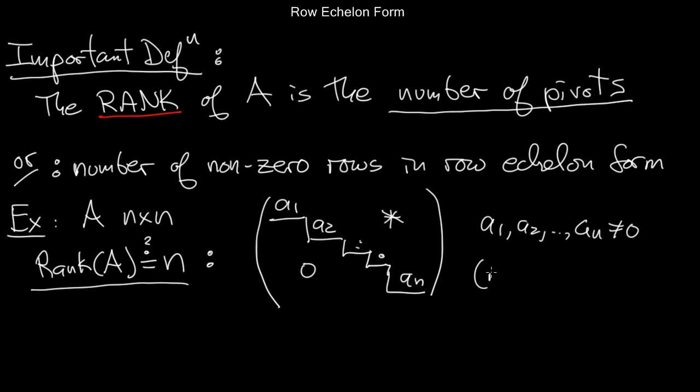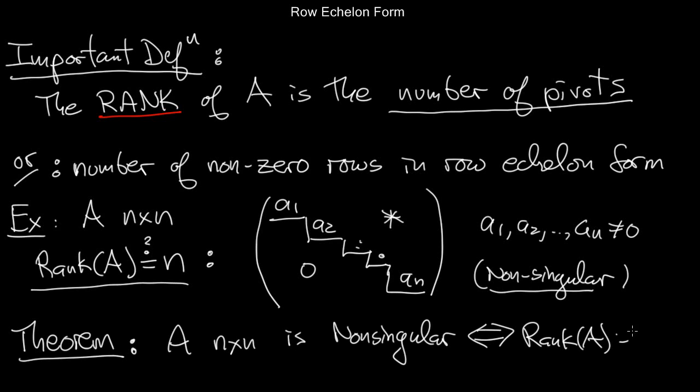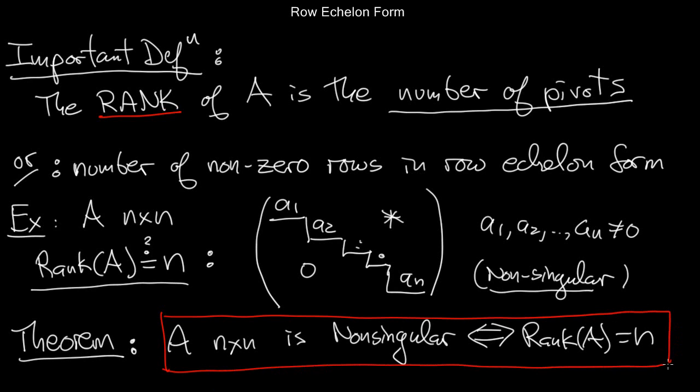So this is a very important fact. This is another property of non-singular matrices, so I'll state this as a theorem. If A is an n by n matrix, it's non-singular. Remember, that means it's invertible. If and only if its rank is n, which is to say the rank is as big as possible. It can't be any bigger than n.